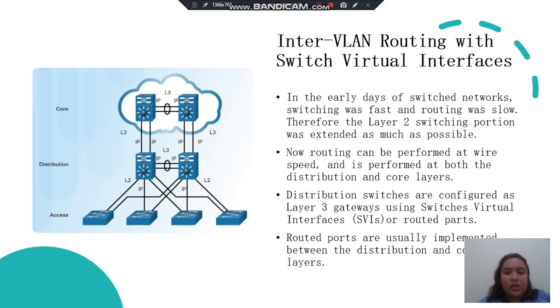Inter-VLAN routing with switch virtual interfaces. In the early days of switched networks, switching was fast and routing was slow. Therefore, layer 2 switching was extended as much as possible. Now routing can be performed at wire speed and is performed at both the distribution and core layers. Distribution switches are configured as layer 3 gateways using switch virtual interfaces, SVIs, or routed ports. Routed ports are usually implemented between distribution layer switches.